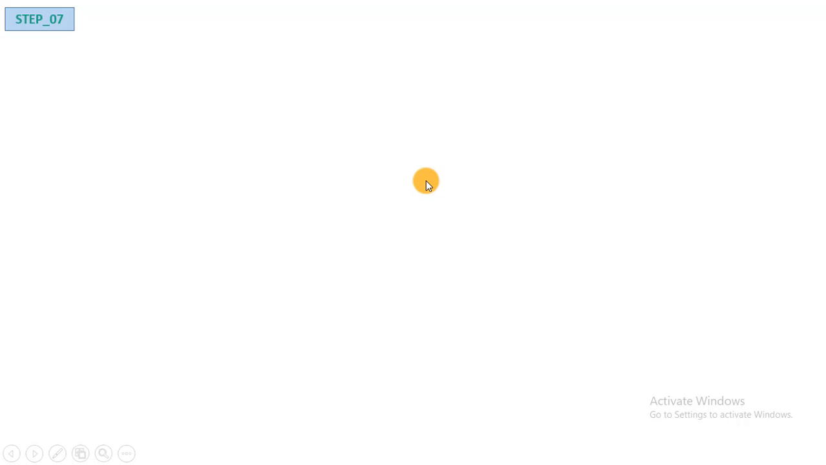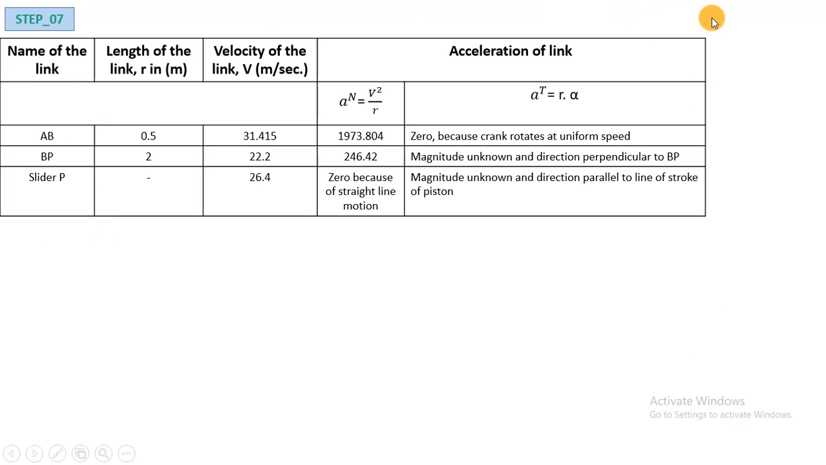Before we start with the acceleration diagram, we have already discussed what the different types of components are for the given links. According to that, we have to prepare one table. In this table, we have the name of the link, then the length of the link, which we call the radius, then the velocity of the link, which we calculate using the standard formula V is equal to R omega, then the acceleration of the link. In the case of the acceleration of the link, we have the normal component and the tangential component. So we will try to understand this table.